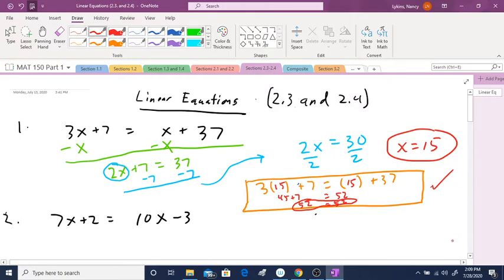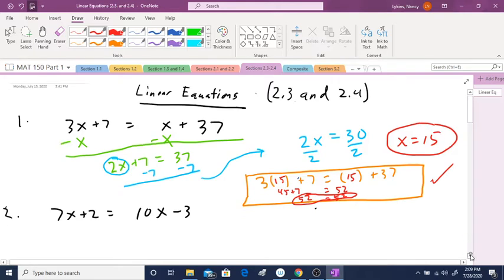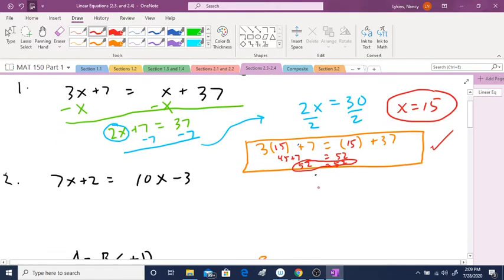Okay, let's look at the second equation. Throughout this lesson, please push pause and give yourself enough time to work it, and then come back and see my explanation. Okay, what about this next one? 7x plus 2 equals 10x minus 3.